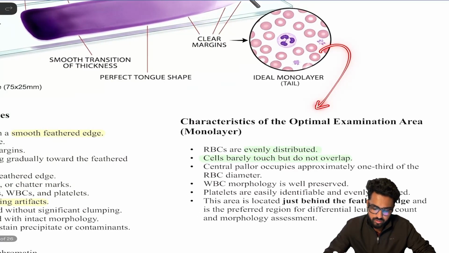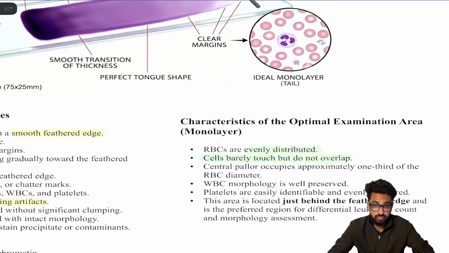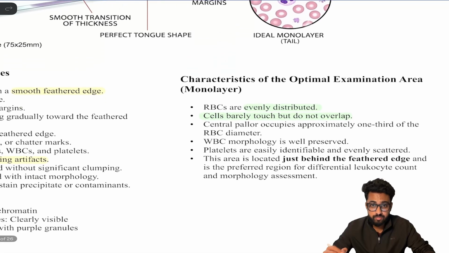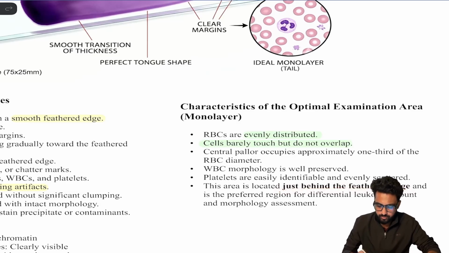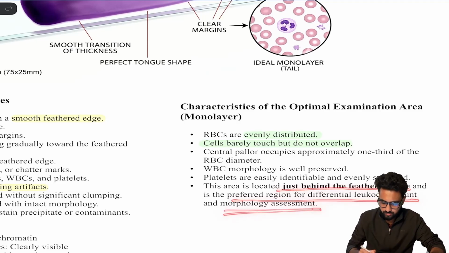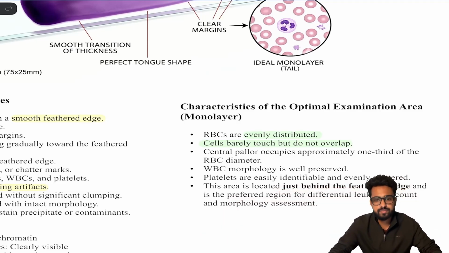The ideal monolayer characteristics are that RBCs are evenly distributed at that area, so you should find that area. Cells barely touch but do not overlap. Here you can see these are barely touching each other but do not overlap, like this. If the RBCs are overlapping like this, then you should not calculate at that area. Central pallor is appreciable. WBC morphology should be well preserved, and this area is located just behind the feathered edge and is the preferred region for differential leukocyte count and morphology assessment. So this is a very important point.